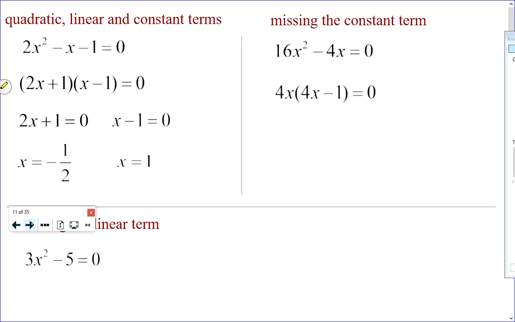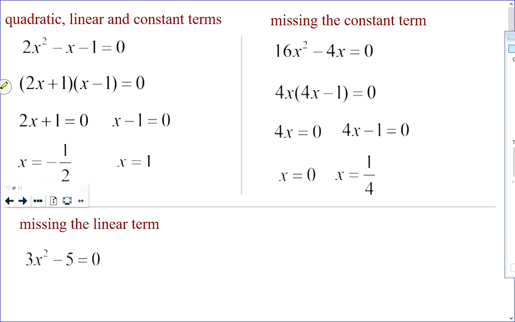So if you have no constant term, you take out a common factor. And there will always be one because those two terms have to both contain x. And then we can set 4x equal to 0, and we can set 4x minus 1 equal to 0, and we can solve each of those little linear equations to get answers. If, on the other hand, there's no linear term, you don't factor. You rearrange it. I can add 5 to both sides and divide both sides by 3, and then plus or minus the square root.